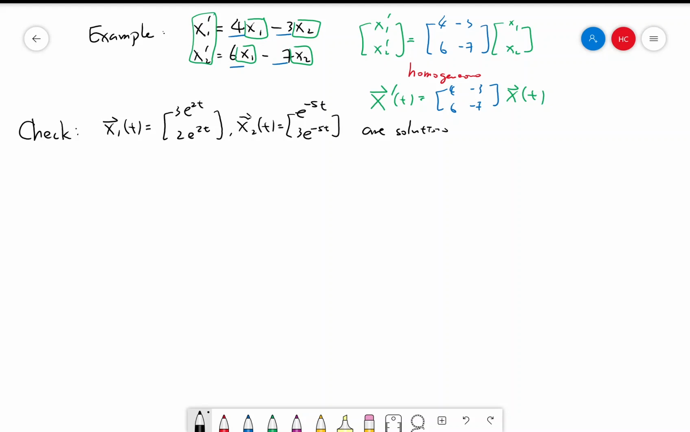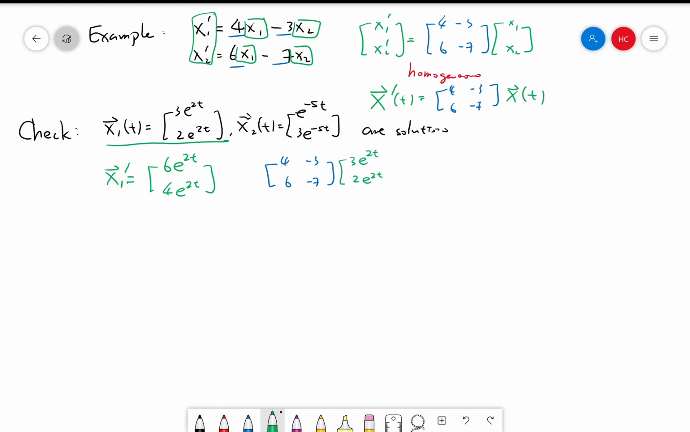Okay, so to check they're solutions, what we do is just plug it into the equation and see if it fits. So let's do that. Let's check the first one. So this is x1, then x1 prime is equal to 6 e to the 2t and 4 e to the 2t. So that's the left-hand side. And the right-hand side is 4, negative 3, 6, negative 7 times x, which is 3 e to the 2t, 2 e to the 2t. This is equal to, so e to the 2t stays there, 12 minus 6 is 6, 18 minus 14 is 4. So it looks like the left-hand side equals the right-hand side. So this checks out.